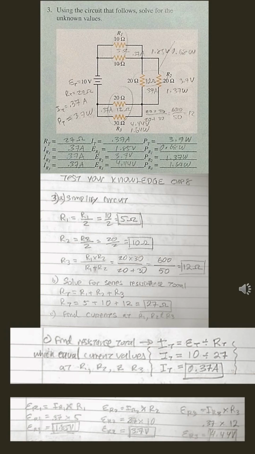So we take our current total to find each resistor voltage drop, since we know in a series circuit current is equal at each resistor location. We use that across all of our resistors, which are now simplified. The voltage drop at R1 equals the current total, 0.37 times 5 ohms, which is 1.85 volts. At resistor 2, we have 0.37 amps times 10 ohms, which is 3.7 volts. And the voltage drop at resistor 3 is 0.37 amps times 12 ohms, or 4.44 volts.